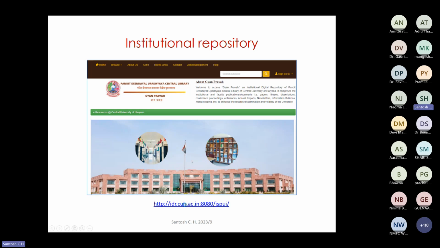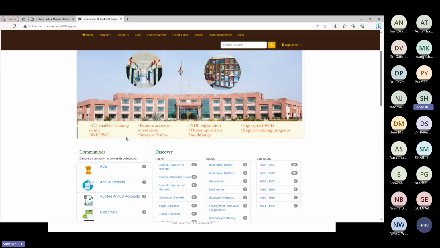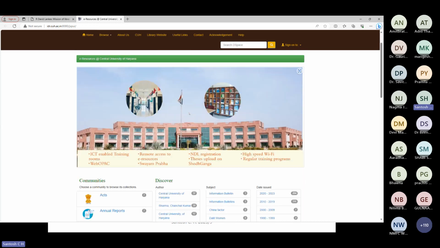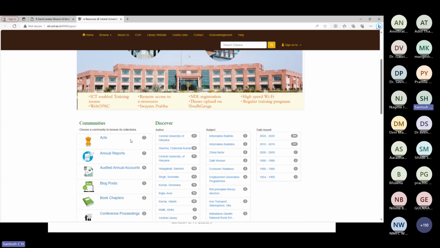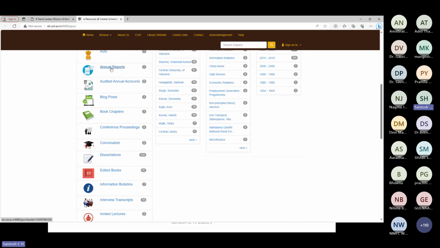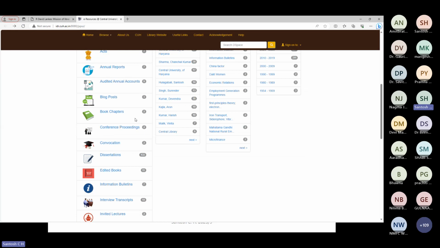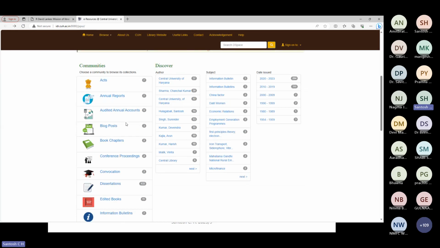So let me show you what this institutional repository is, then we can discuss further. This is our institutional repository. It is being managed by our library. Here we have added acts concerning Central Universities, or all acts concerning our university. We have added all annual reports here, 15, 16, 17, 18, 19. Why is it important? In case your name is appearing in the university's annual report, then people can get to know what kind of activities you have done. So this gives some history, right?